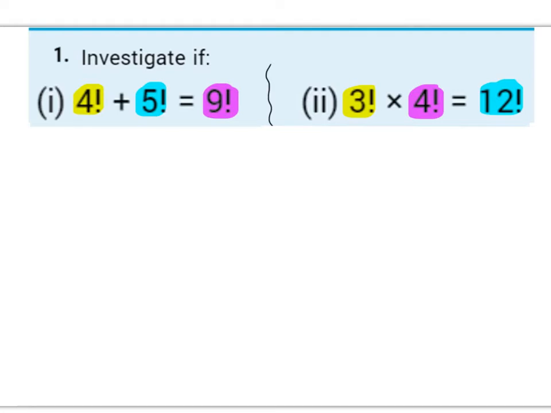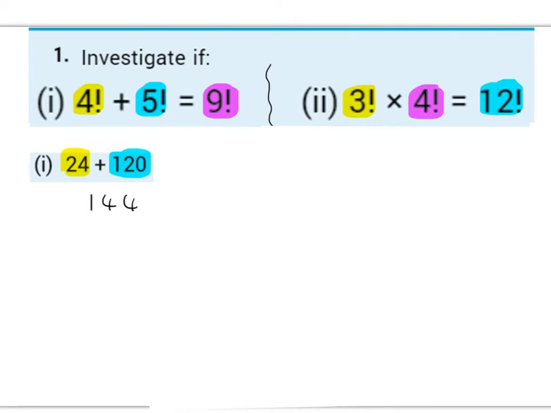So 4 factorial gives us 24, plus 5 factorial. So 5 factorial is 5 times 4 times 3 times 2 times 1, which gives us 120. And 24 plus 120 gives us 144. So we want to see, is that equal to 9 factorial?